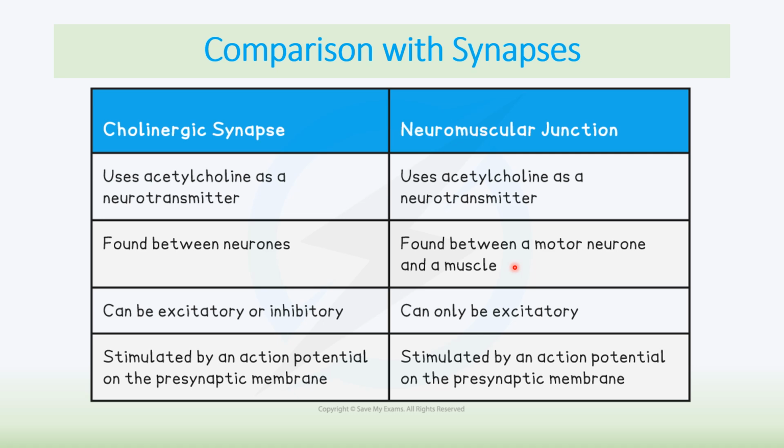Synapses can be both excitatory or inhibitory, whereas neuromuscular junctions can only be excitatory because they cause muscle contractions. And whereas a cholinergic synapse is stimulated by an action potential, so is a neuromuscular junction, and that shows you the link of the two and how the system works. So if you've got a question about the importance of synapses, this would be two of those.